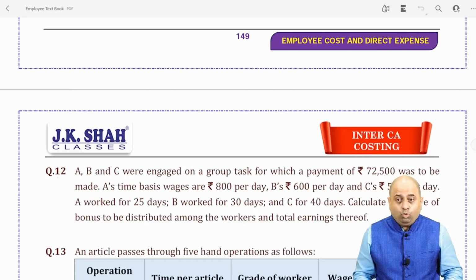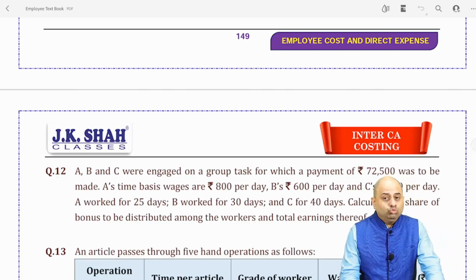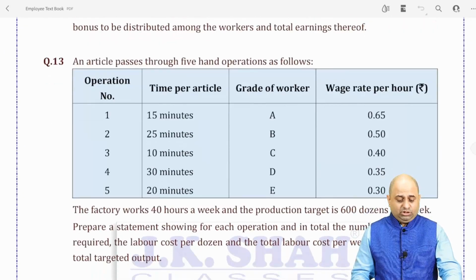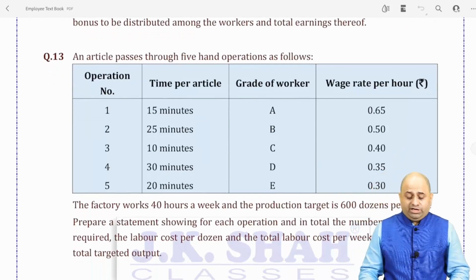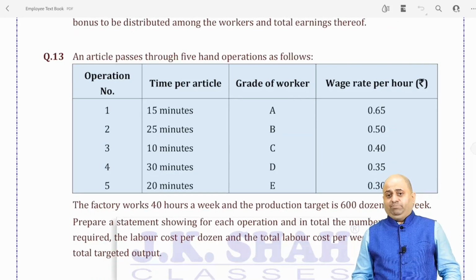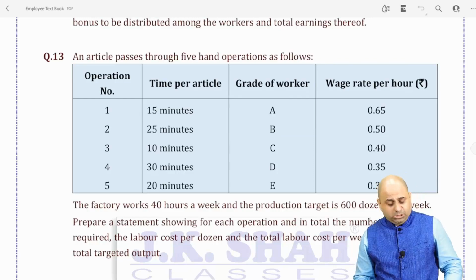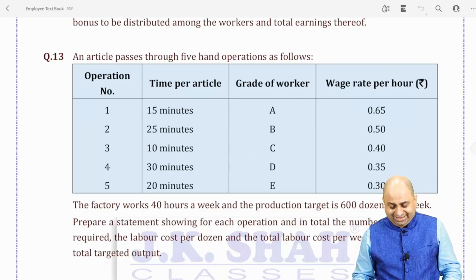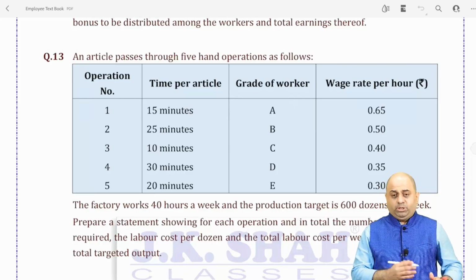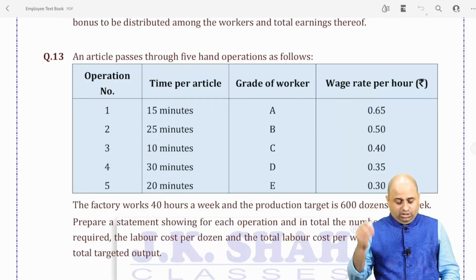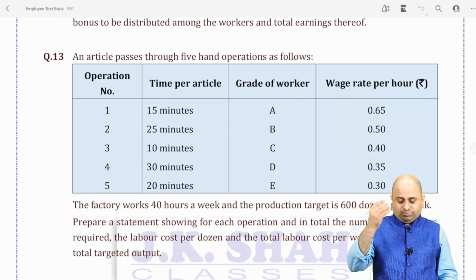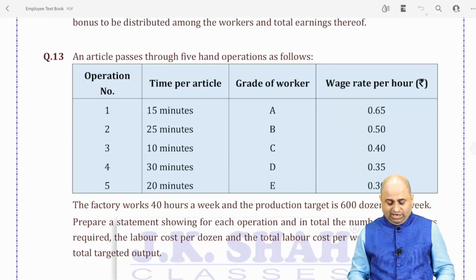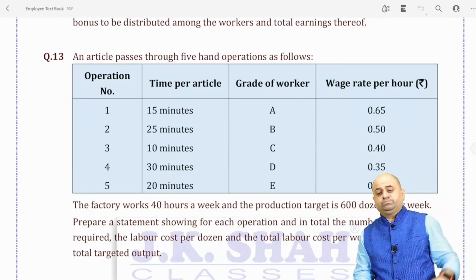But then now I go to question number 13. Guys, please see the question. You are given time per article, grade of worker, which at present has no meaning to us, and wage rate per hour. We are told that factory works for 40 hours a week, production target is 600 dozens, and prepare a statement showing for each operation and in total number of operators, labor cost per dozen, total labor cost, labor cost per week to produce the target, and so on.